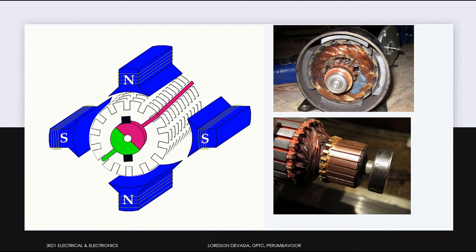This is the total parts, outside part, and these are the poles. This is the 4-pole machine, poles. Inside there is a rotor, and the center position is the shaft. Outside, and this is the core, rotor core, or the armature. So this is the detailed figure.